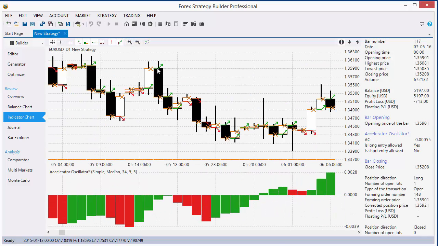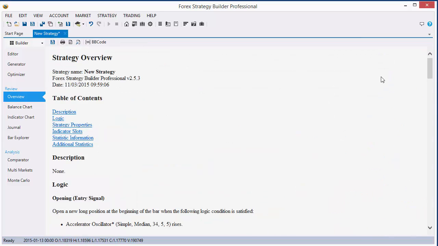We can easily see that on the chart. Here we are entering long and exiting long at the end of the bar, at bar closing. And for the short position it is the same: enter short at the beginning of the bar and exit short at the end of the bar. We can always see how the conditions work in the strategy overview.